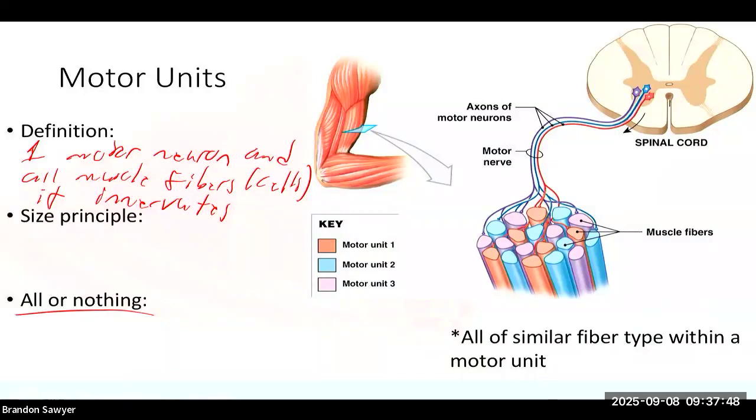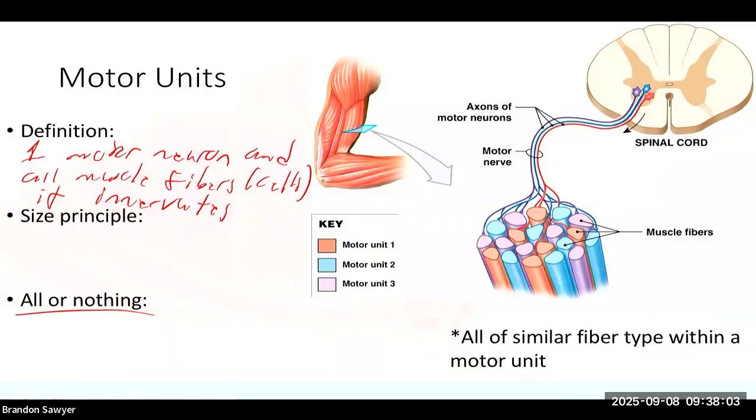And what we find is that within that one motor unit, we have similar types of muscle fibers. They're all going to be similar as far as their oxidative capacity. They might all be type 1 fibers, they might all be type 2A fibers, all within that same motor unit.